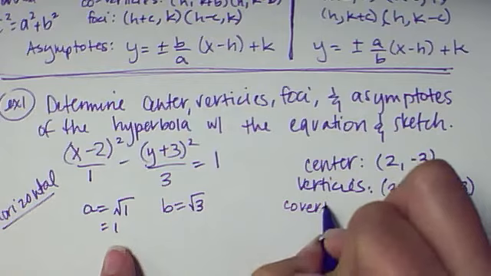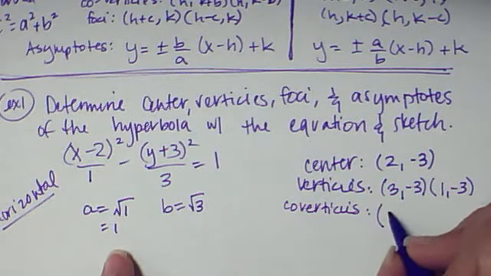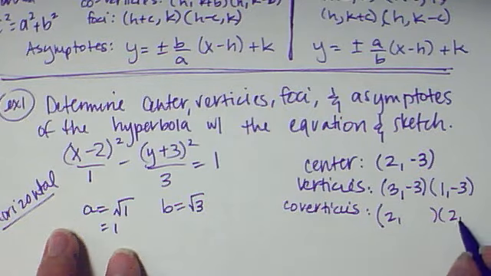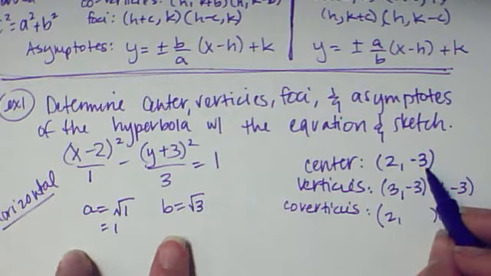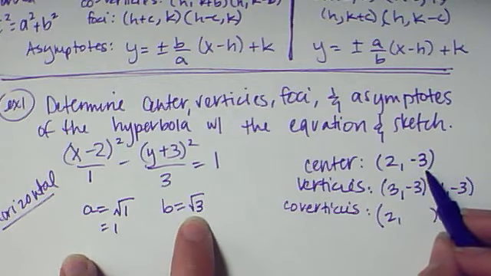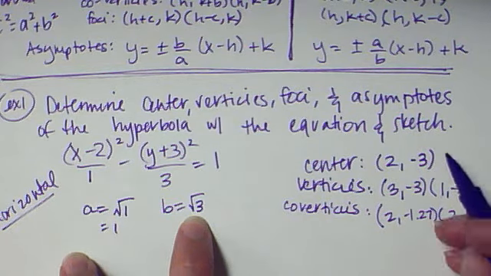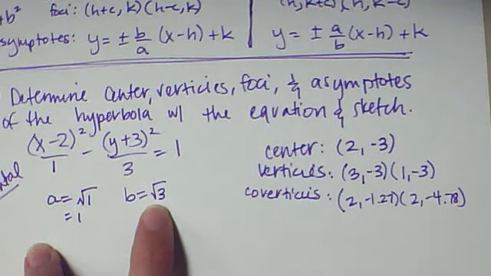Our co-vertices would be our h, which is 2 and 2, and then it's k plus b and k minus b. So k is negative 3 plus the square root of 3, which is about negative 1.27, and then negative 3 minus the square root of 3 is about negative 4.73. Those are those two values.